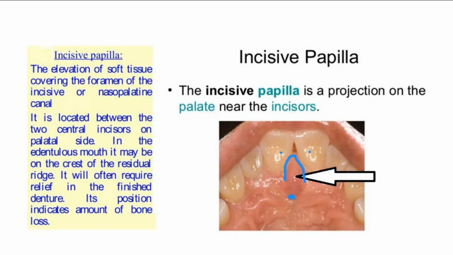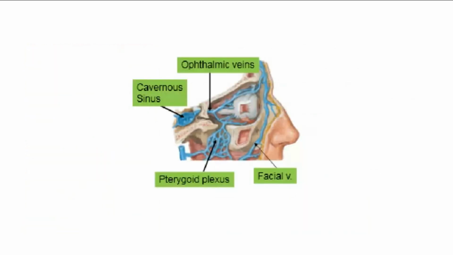It's a projection on the palate near the two central incisors. I want you also to know these veins because when we do the actual anesthesia, before you start injecting anything, you should draw. It's not called draw, it's called aspiration. It's different from when you take a blood sample. You're not taking a blood sample. It's just called aspiration. So you're pulling out.